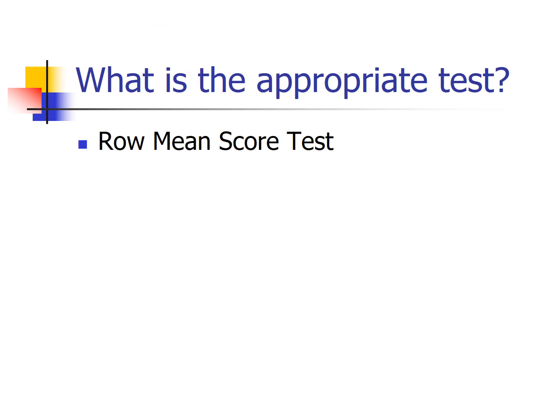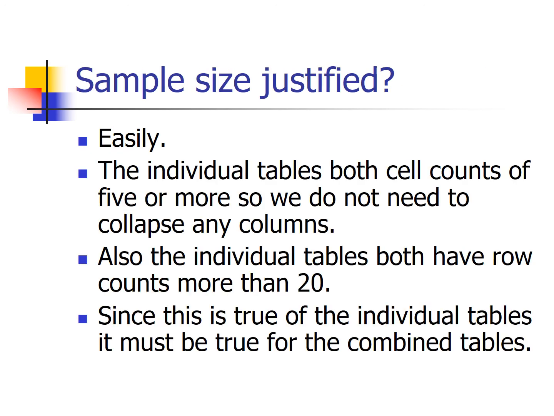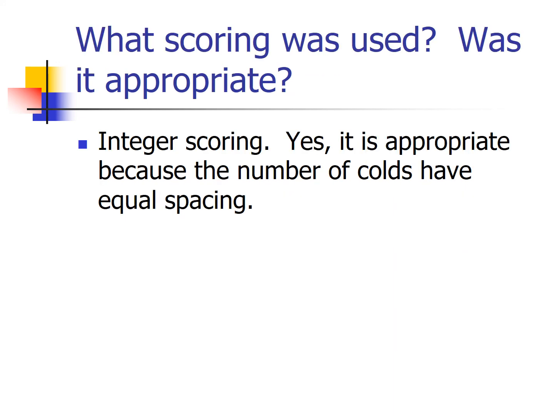So the appropriate test is the row mean score test. We already talked about why that's the case, and we already talked about why the sample size is justified. If you look at the last bit of output, SAS always tells you which scoring it uses, and I should have pointed that out, so go back and take a look. It says table scores. That means integer scoring, and that is appropriate because we have equally spaced categories.